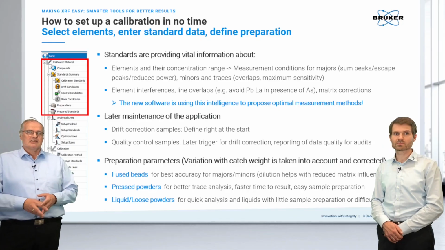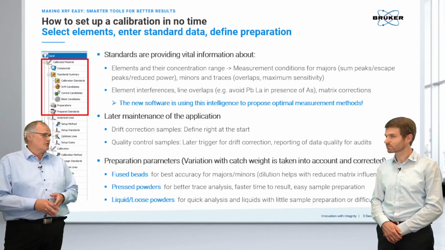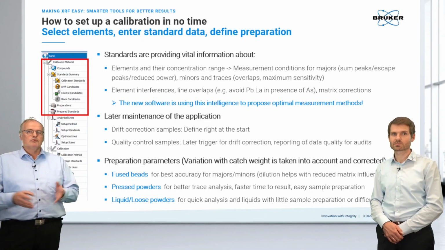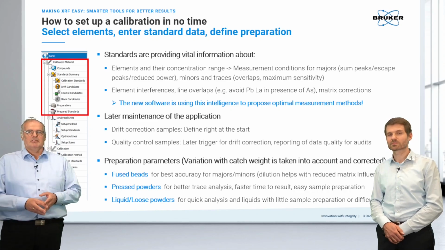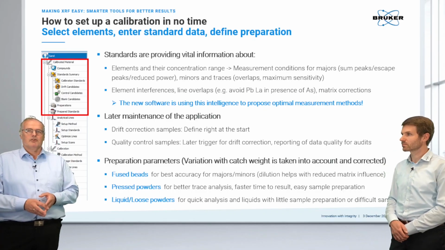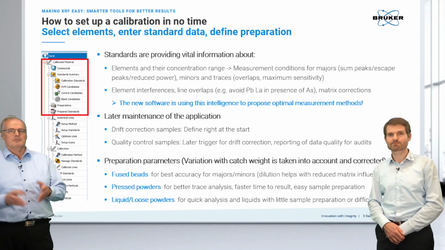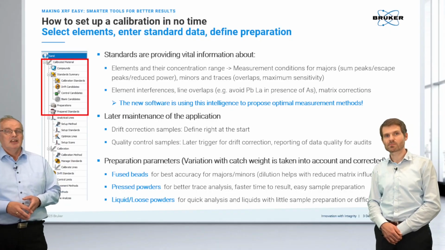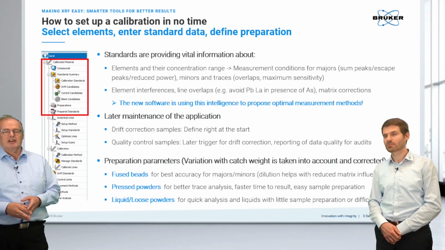And last but not least, you are providing information about the preparation parameters. We know fused beads, for example, are ideal for major elements and minor elements. The dilution helps here to reduce the matrix influences, but of course you are also diluting the traces. So therefore, sometimes pressed pellets are recommended. Sometimes we even need quick results, and they provide pretty good data for fast process control.